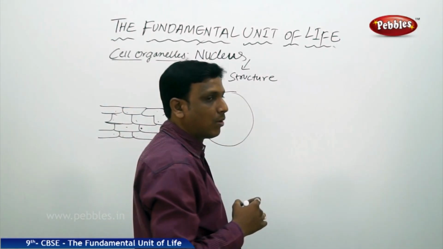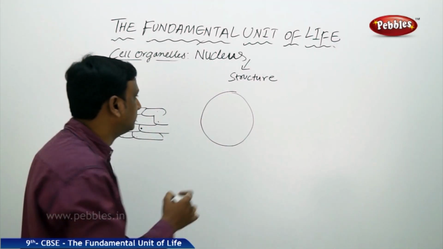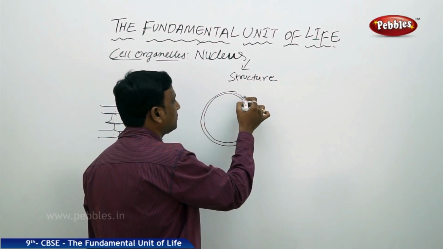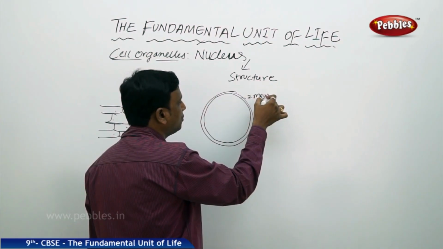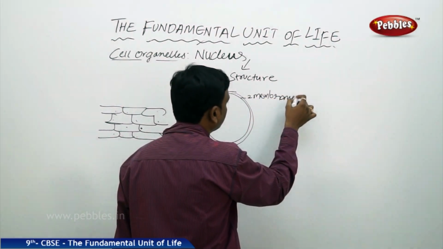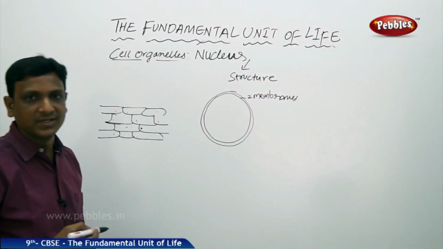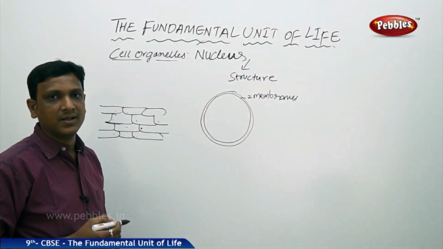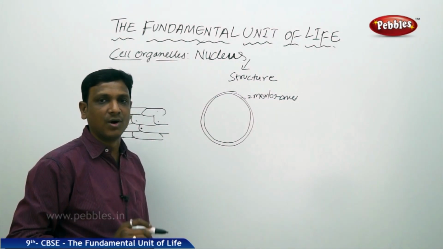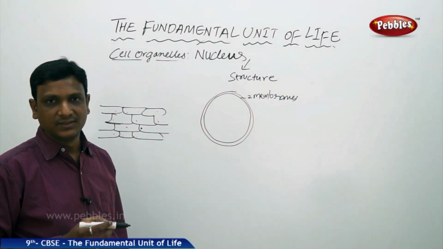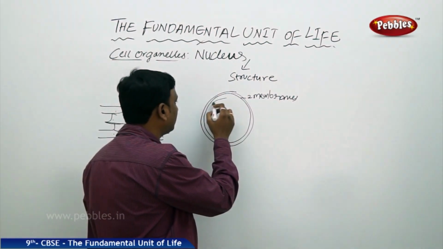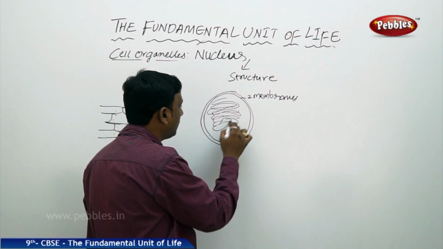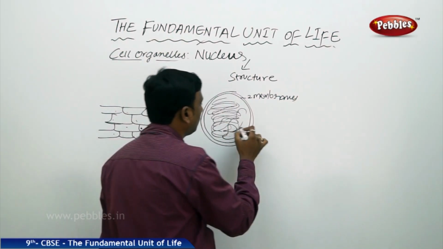Nucleus is a round dark body which has two membranes, an outer membrane as well as an inner membrane. So two membranes are covering the nucleus. The membrane is called the nuclear membrane, with the inner nuclear membrane and the outer nuclear membrane. And what does this nucleus consist of? Nucleus consists of a thread-like entangled mass of material called chromatin.